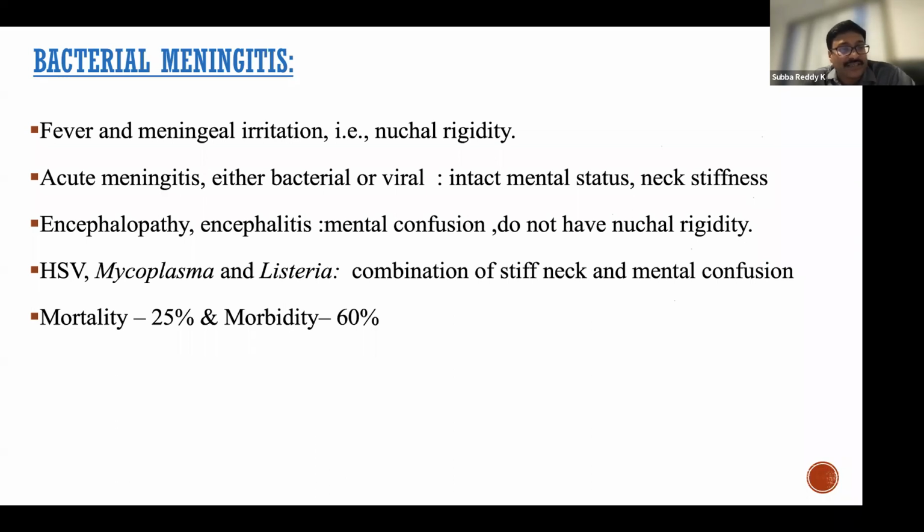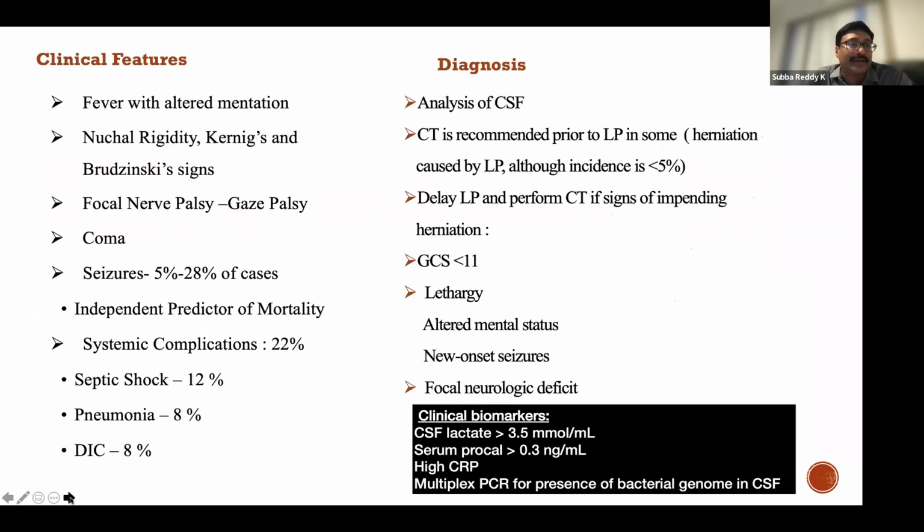And with HSV, mycoplasma, listeria combination, we can have both meningitis and encephalitis. So it can be a combination of stiff neck and mental confusion. Mortality and morbidity are significantly high in patients with meningoencephalitis. So they have systemic complications, septic shock in 12% of these patients, and they will have associated pneumonia in 8%.